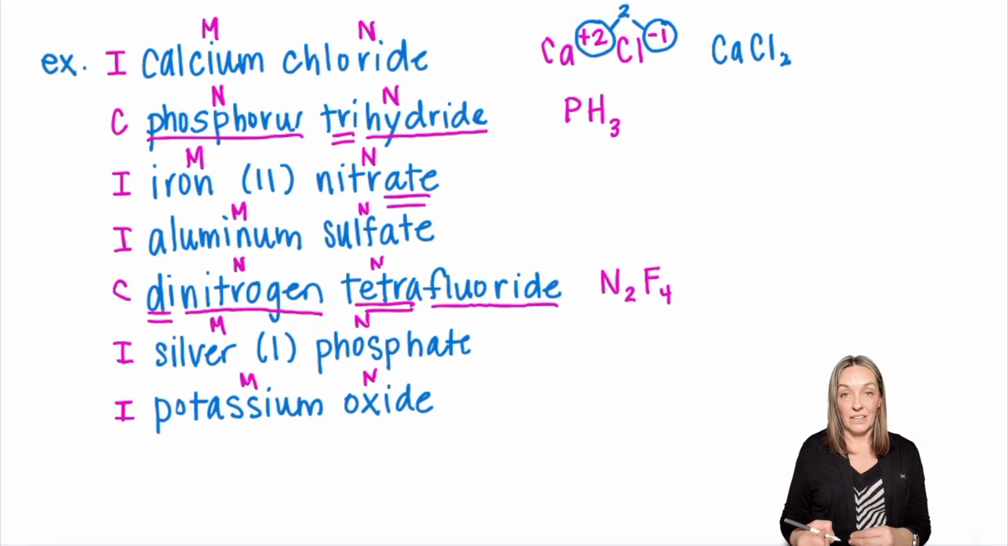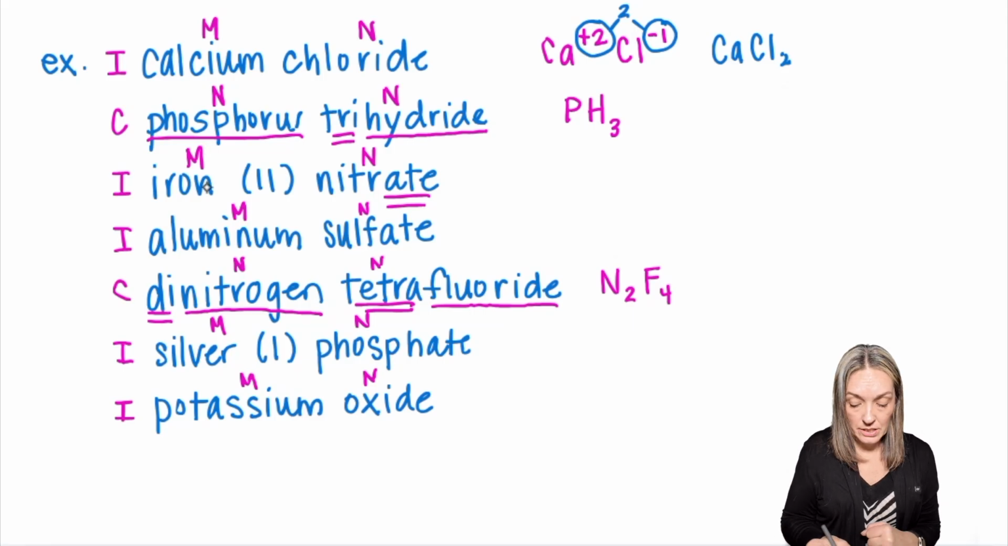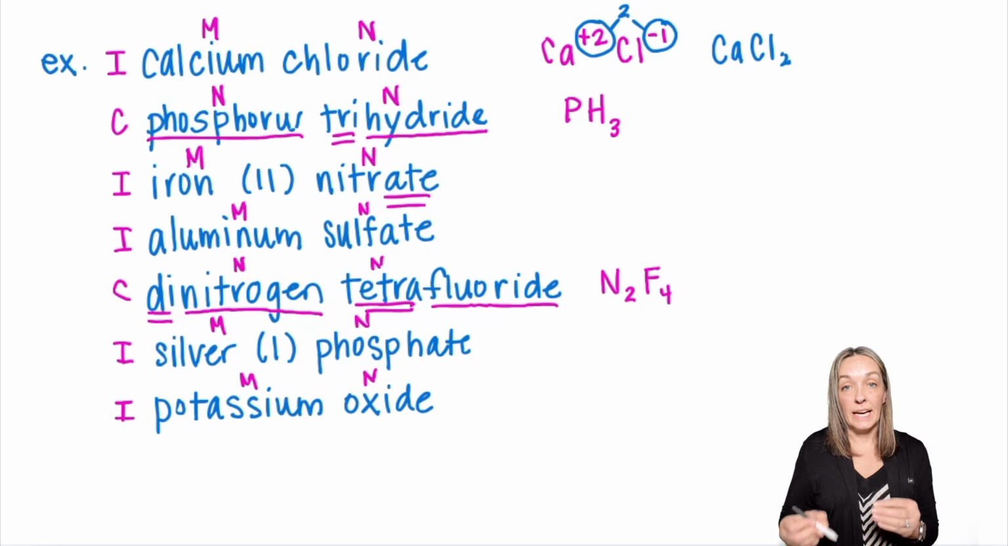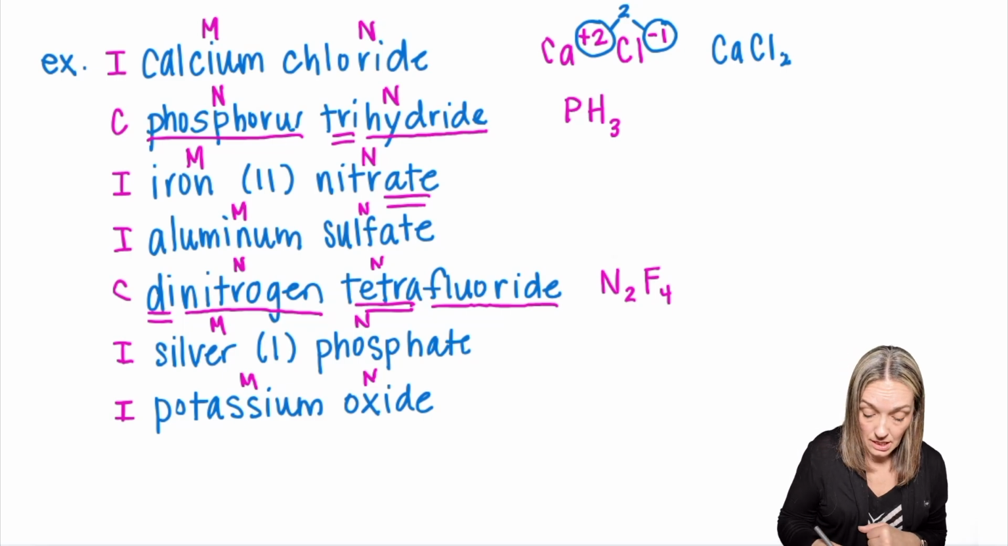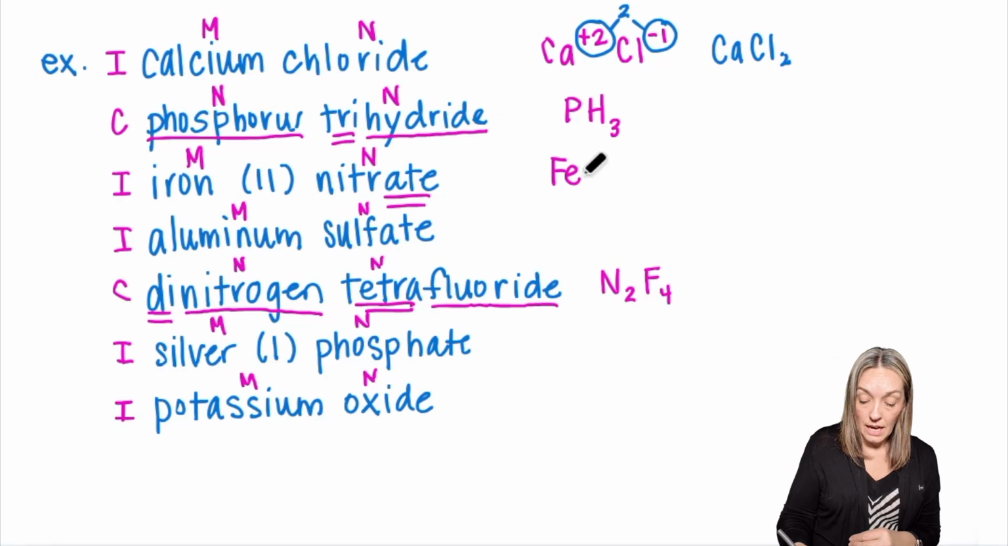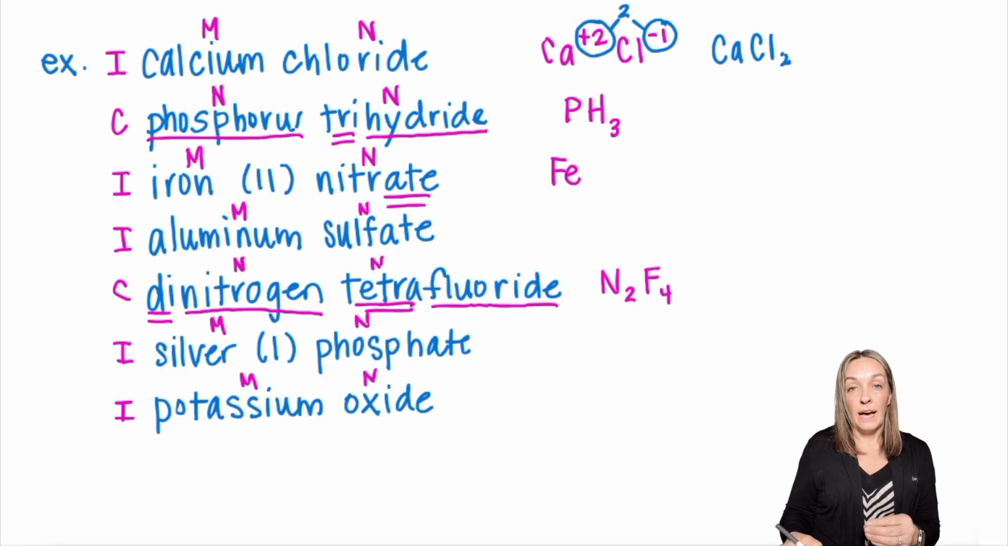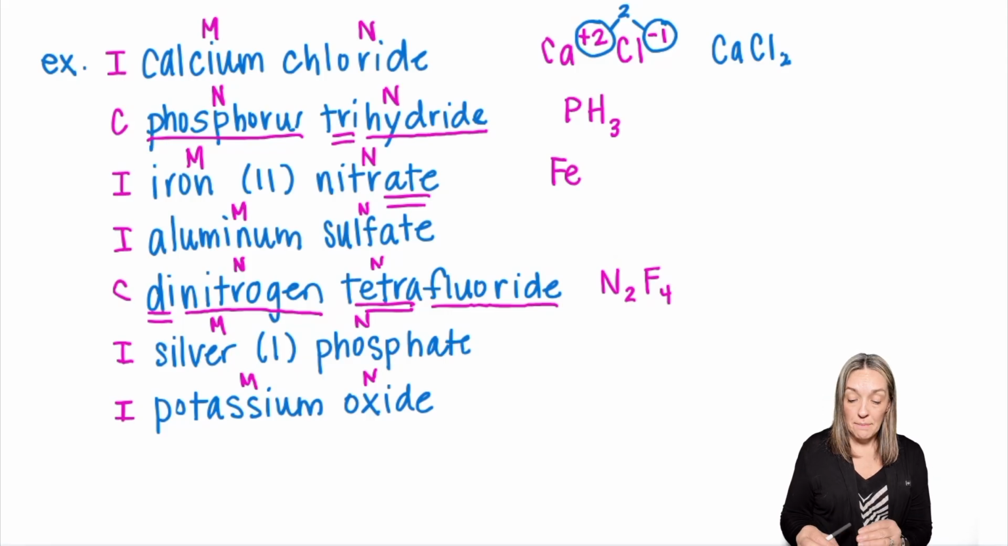Let's take a look at another ionic example. I've already determined this is ionic. When it's ionic, I know I have to deal with charges. I'm going to start by writing the element symbol, Fe, and the charge. Now, when I go to the periodic table, iron is in that middle section. That means that we can't tell its charge from the location on the periodic table.